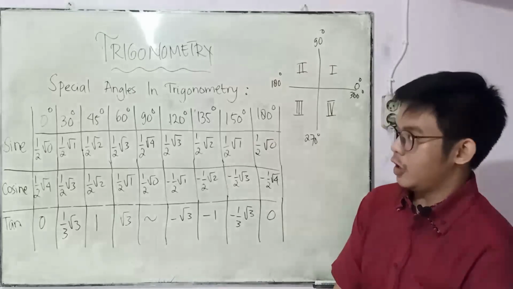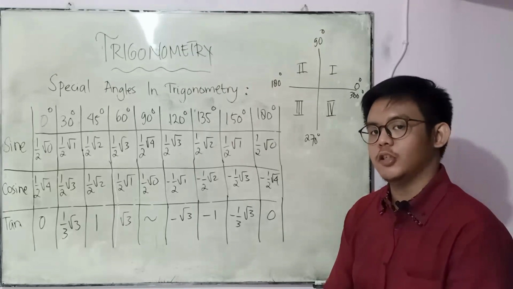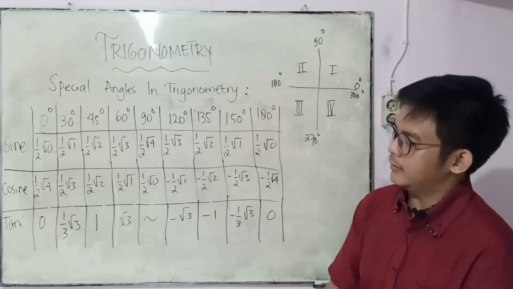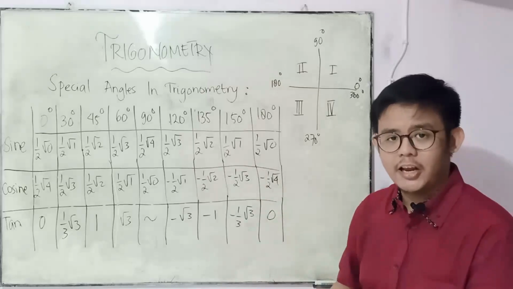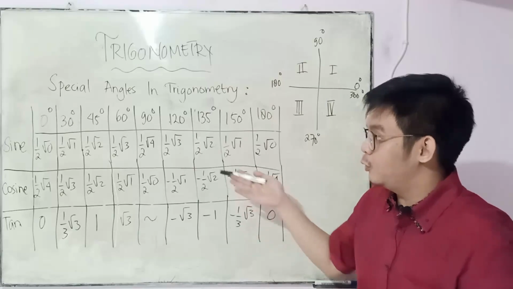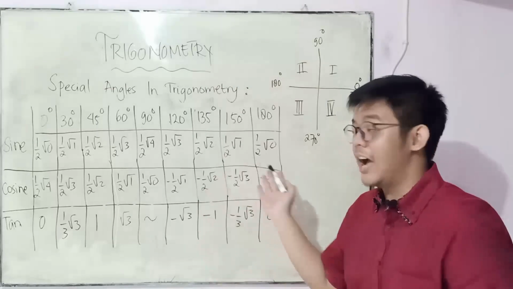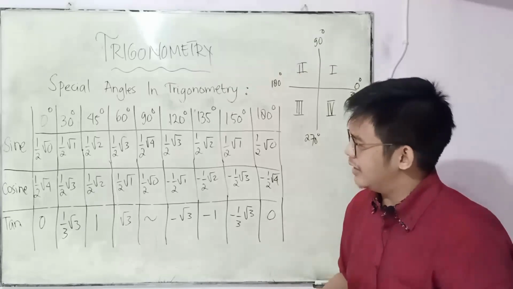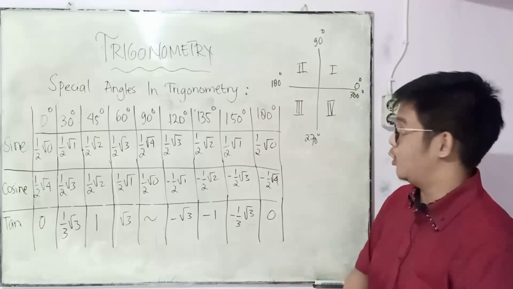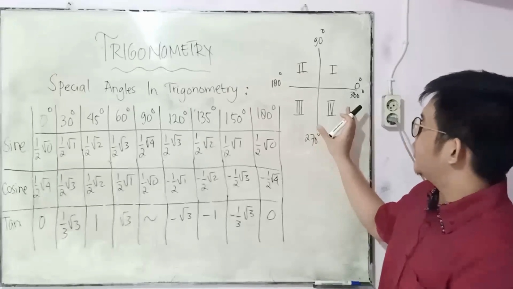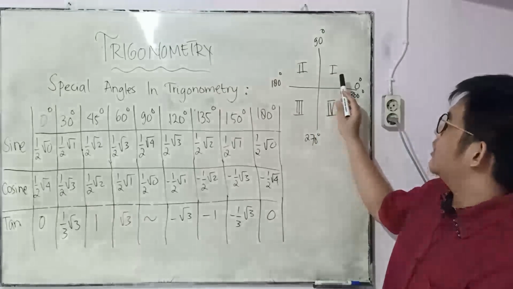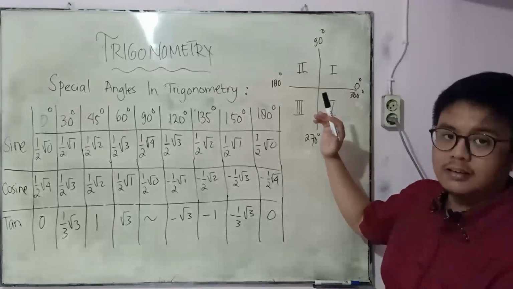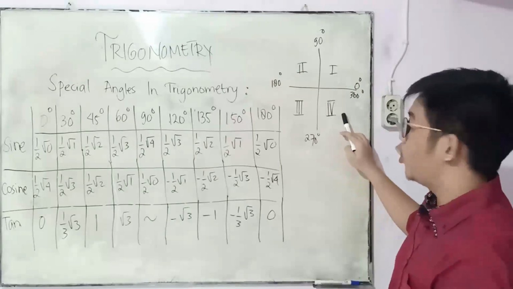Okay, now we are going to talk about the special angles in trigonometry. As you can see here, I have already written 9 angles, but this is not the full set of angles. We still have 9 more, but I think it's going to be easier if you pay attention to this one first. In here we have the coordinates. We call this one the first quadrant. This is the second, this is the third, and this is the fourth one.